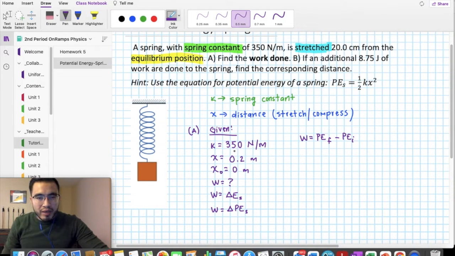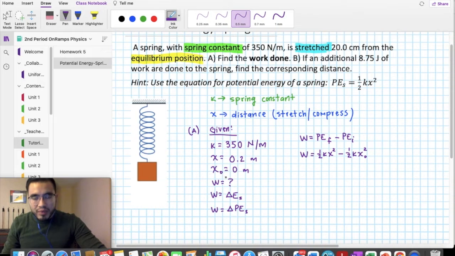And if you think about it, based on this equation, the spring constant is a constant, meaning it will not change. What will change is the distance, x. So to account for final and initial, I need a final x and an initial x. That's why I wanted to add this x naught over here. So the work done will be potential energy final, that is 1/2 k x final squared, minus 1/2 k x initial squared.